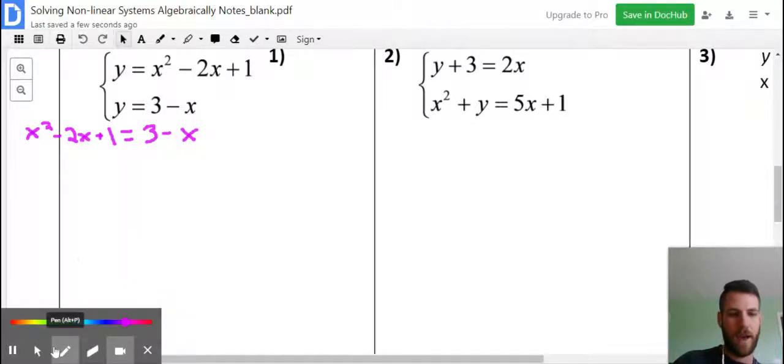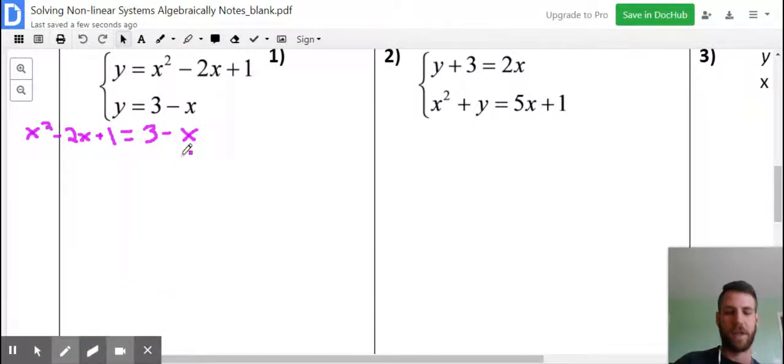And I have an equation to solve now. So what I would want to do is subtract 3 and add x so that everything is on the left side of my equal sign. So that would mean I would have negative 1x, and I would have a minus 2 is now equal to 0. From here, I could do quadratic formula or try to factor this quadratic to get an answer.